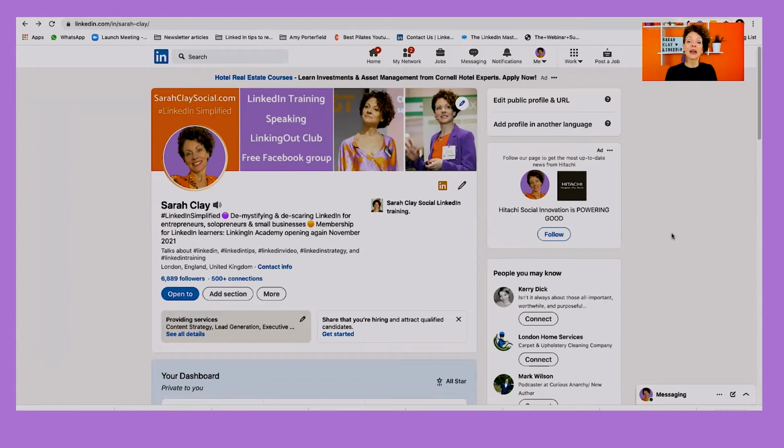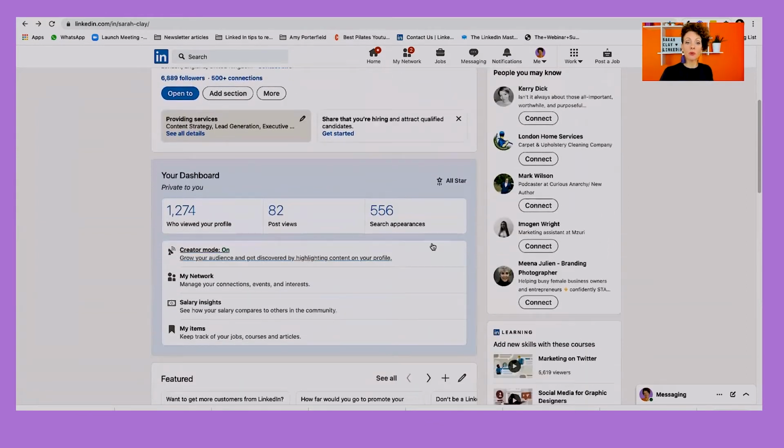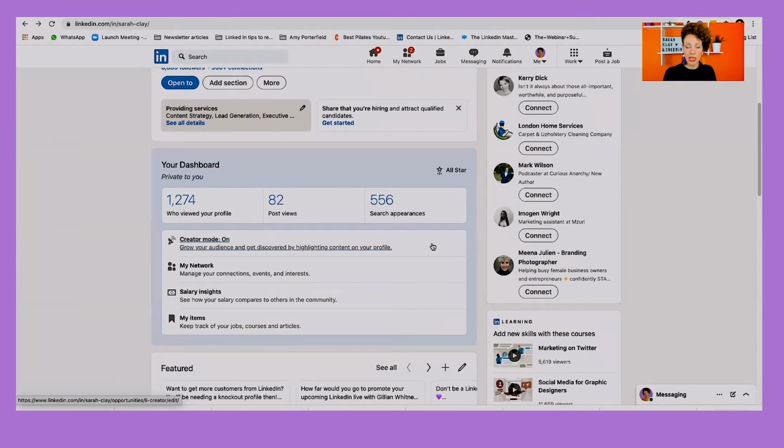Here it is. Now I have got creator mode turned on, so my profile may look slightly different from yours. Don't worry about what creator mode is. I have got a blog about that. You can have a look on my website, but don't worry about that for now. What this is about is measuring. So, as I say, mine may look slightly different from yours, but what we all have is a dashboard.